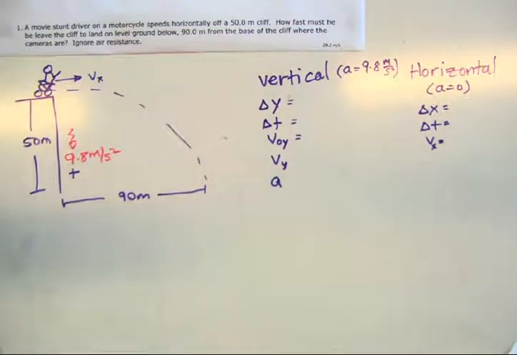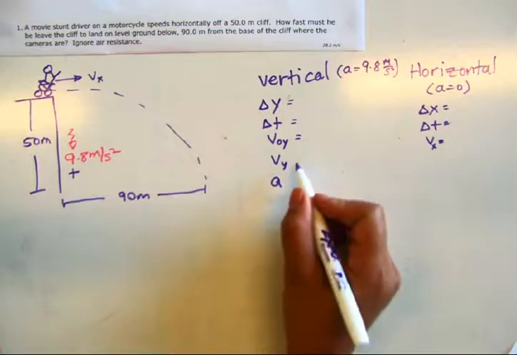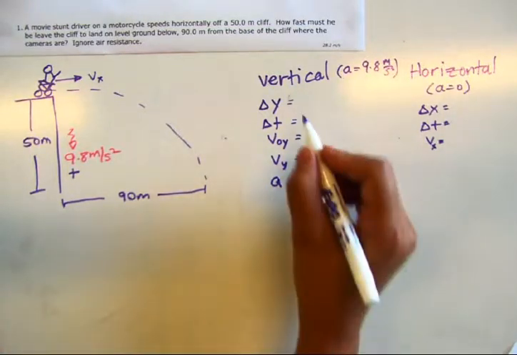So now, can you fill in from the question everything we know? So delta y being 90? 50.